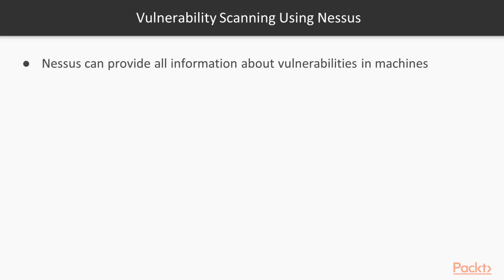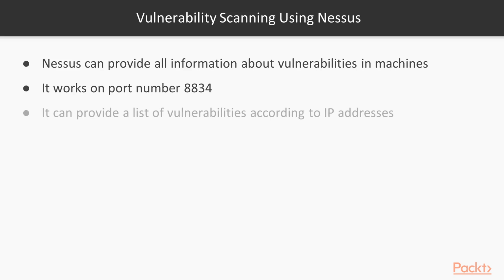Nessus can provide all information about vulnerabilities in machines. For example, if a network has 10 machines and you run Nessus inside that network, Nessus can provide you all the vulnerability details about all the machines available in the network. And remember, it works on port number 8834, right? It can provide a list of vulnerabilities according to IP address. For example, if there are 10 machines, it provides you 10 different IP addresses, and according to the IP address you will find the particular vulnerabilities.